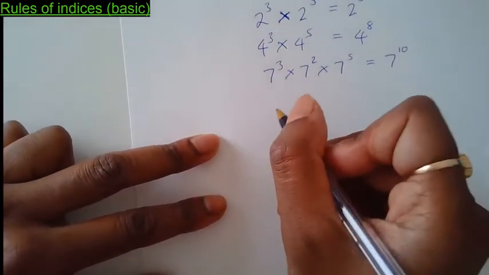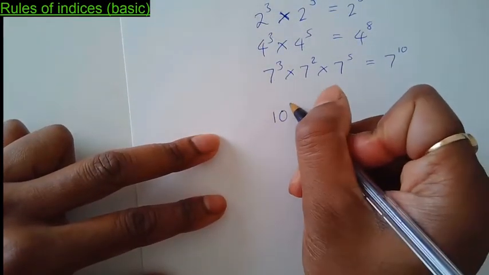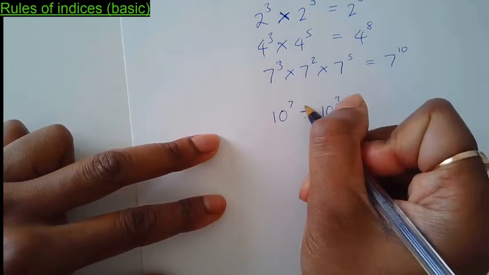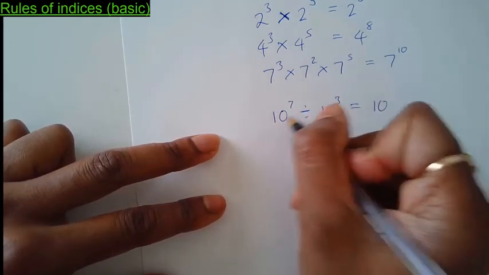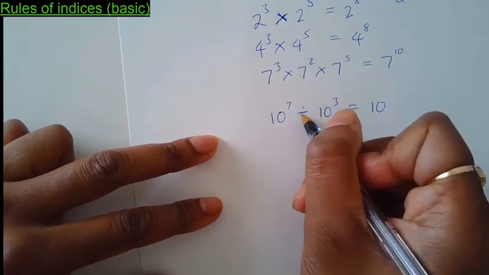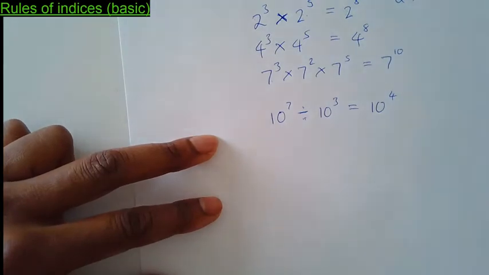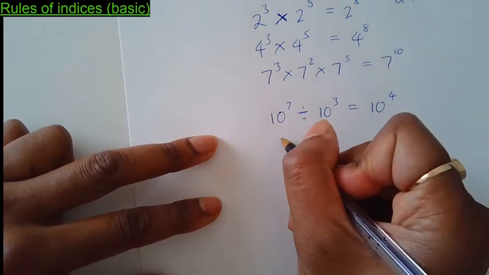For division it's slightly different. Copy the base if it's the same. When you're dividing, you need to subtract, take away the indices. 7 take away 3 is 4. As simple as that. Here's another one.